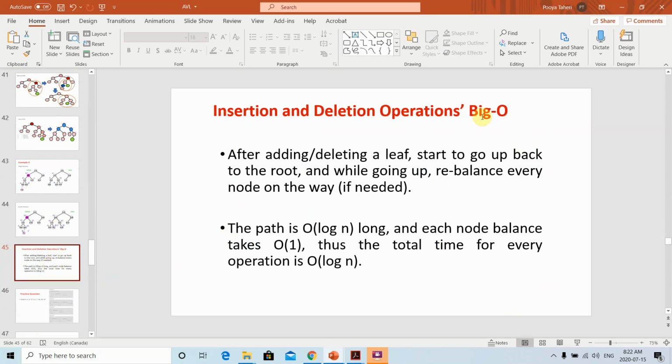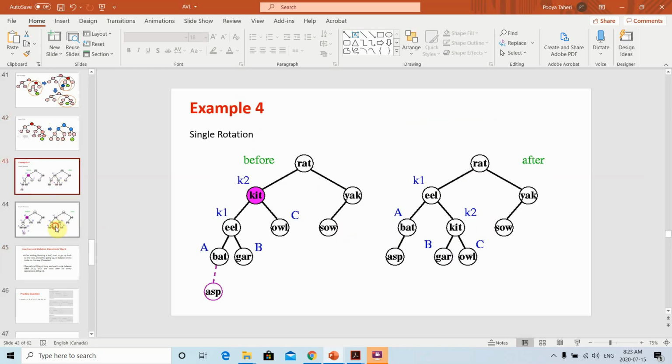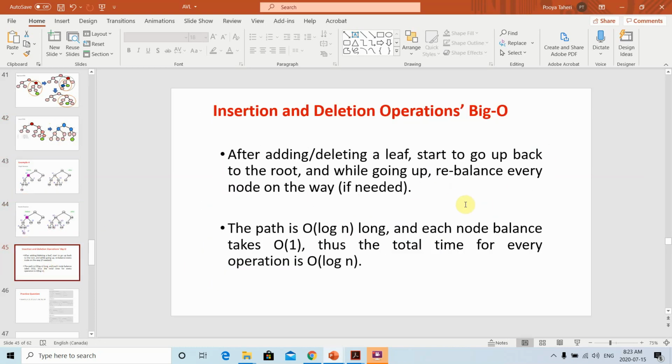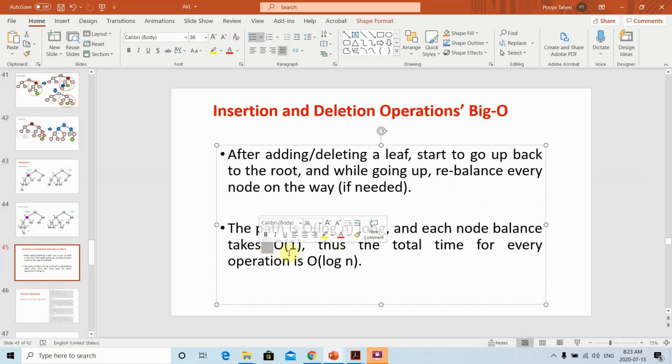And the big O of rotation is the number of operations that we have to do for rotation. It doesn't matter if it's single or double, it's constant, right? To make the binary search tree balanced after insertion or deletion, we have to do rotation. That rotation takes a constant number of operations, so it's big O of one.